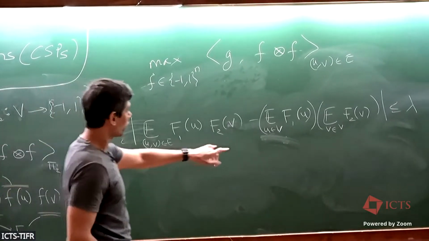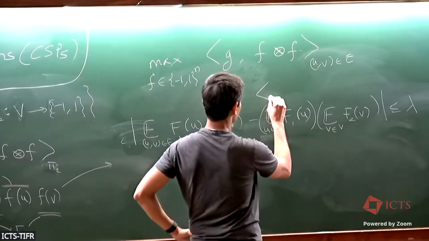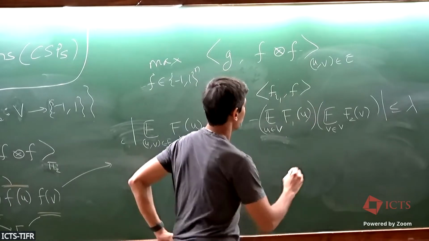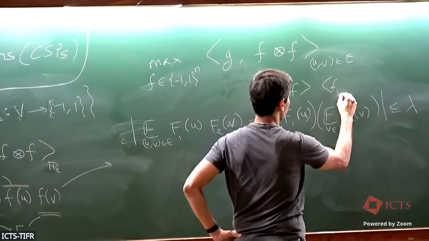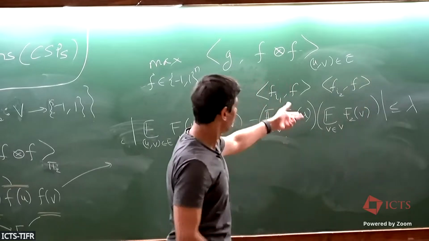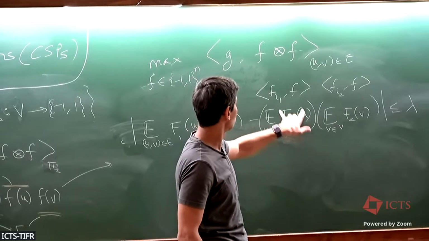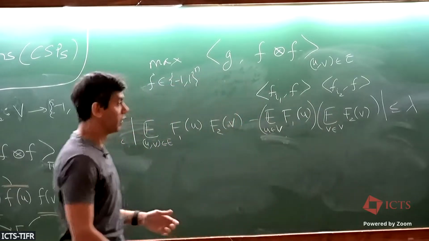And what is this quantity? This is nothing but the inner product of phi_1 and f, times the inner product of phi_2 and f. Because this was really the product of those two functions. Expectation of the product is just what I call the inner product.